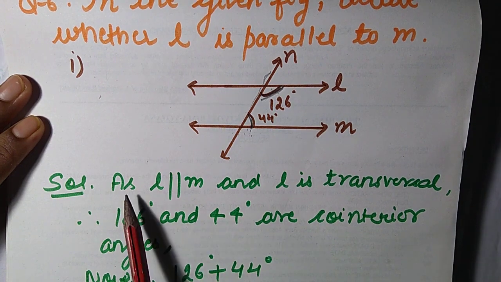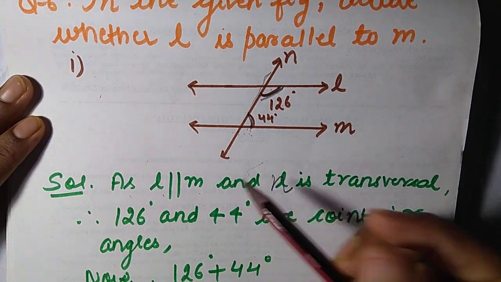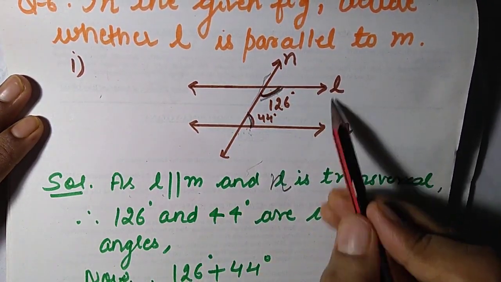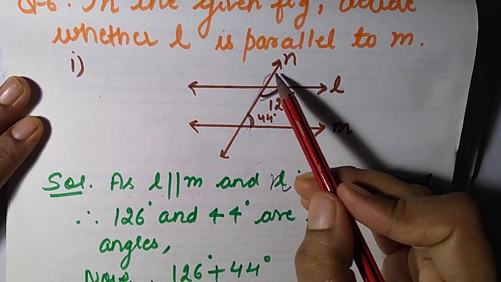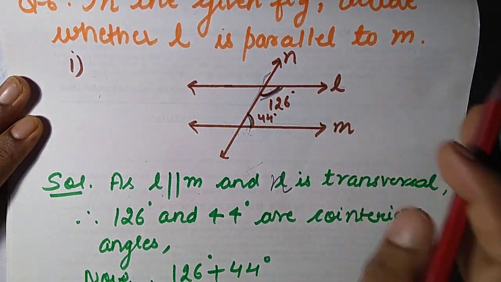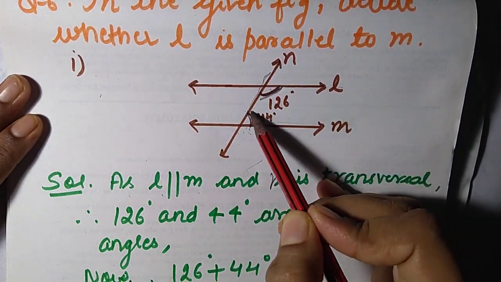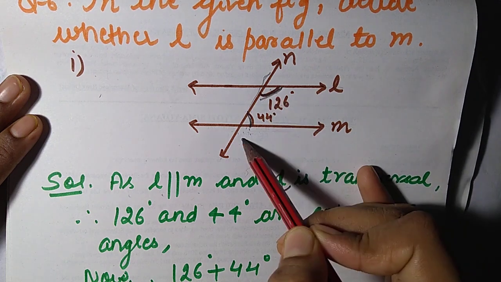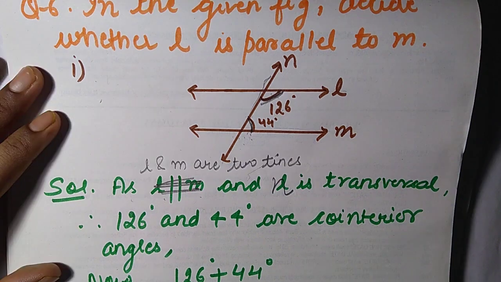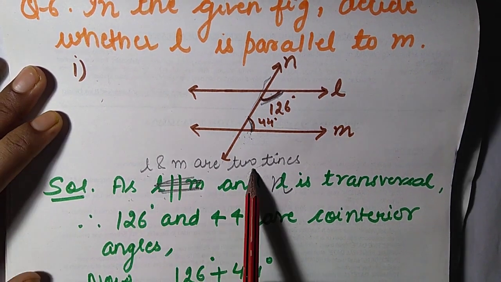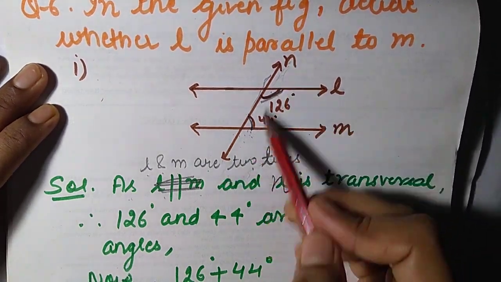So how do you have to write it? As line L is parallel to M and N is a transversal, here it will be N. Because these are the 2 lines, we have to prove that they are parallel. We have to check whether these are parallel or not. We have to prove parallel. These are 2 lines and this line is intersecting these 2 lines at 2 points, so it means N is a transversal. L and M are 2 lines and N is acting as a transversal.